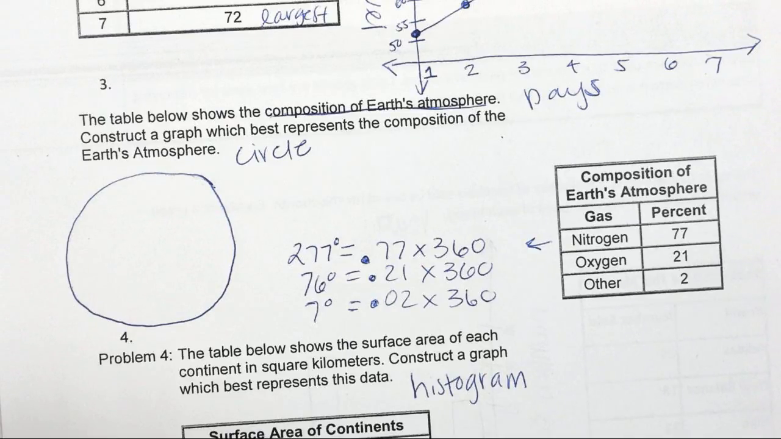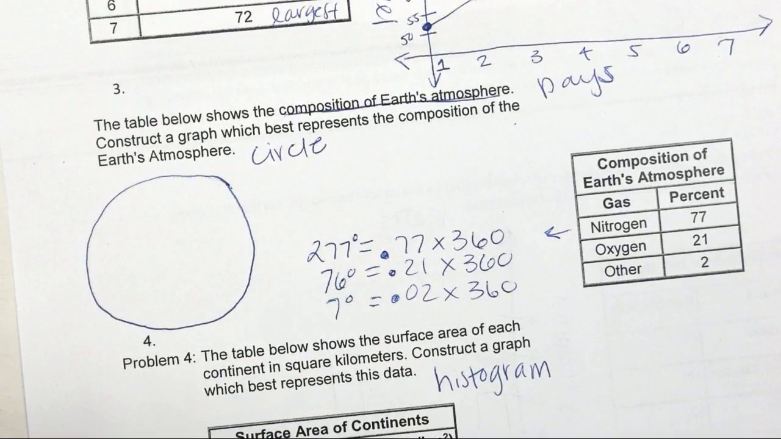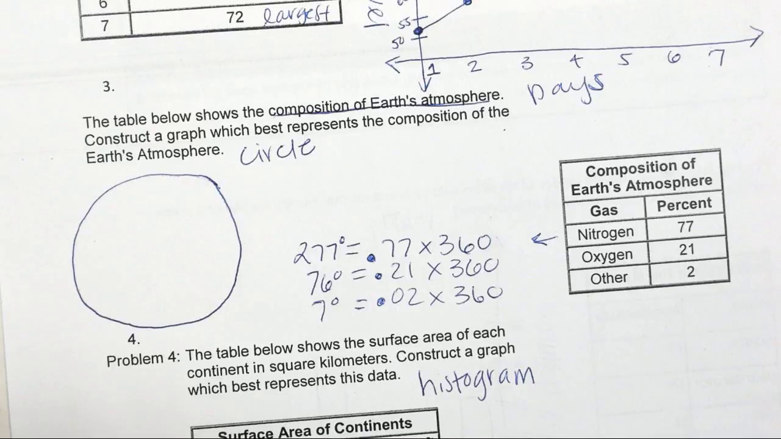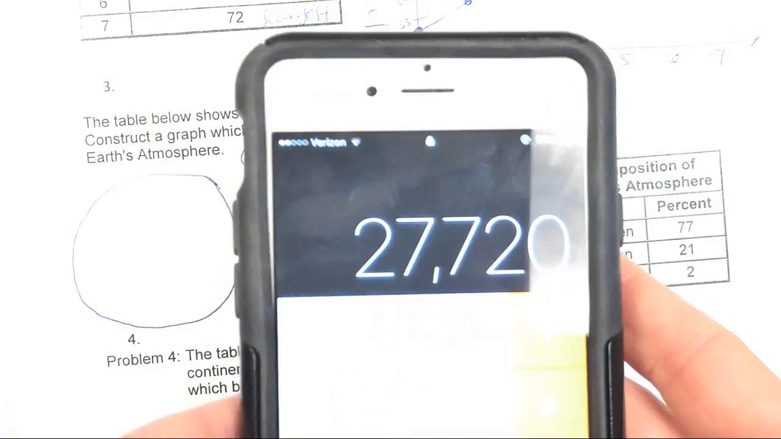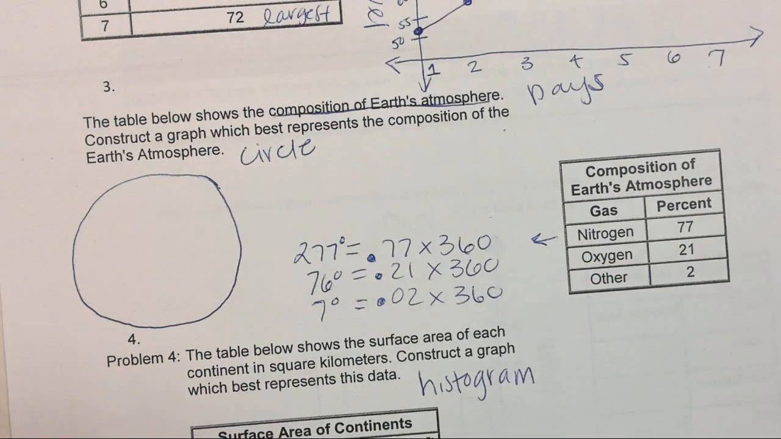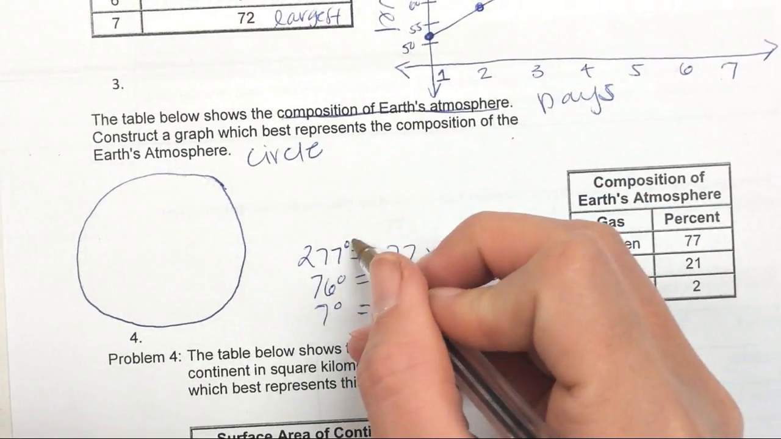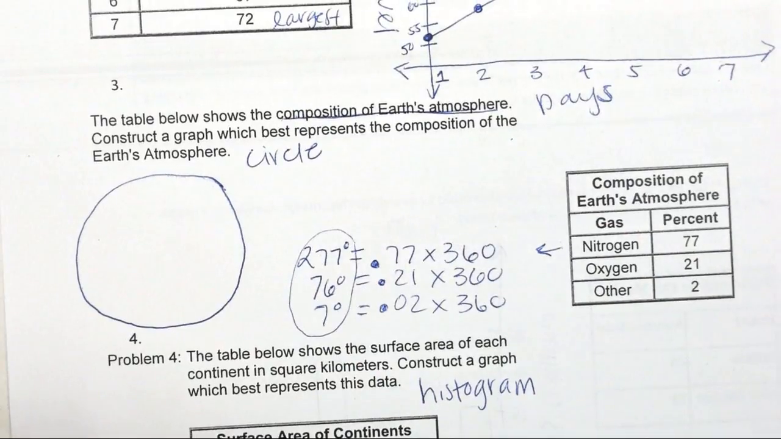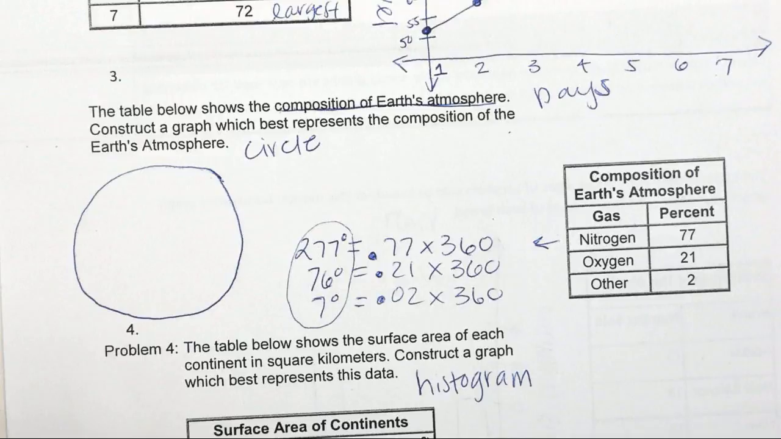Is it going to be wrong if you don't make that number a decimal? Yes. This would give you, if you didn't put it as a decimal, it'd be 77 times 360. It'd give you 27,720 degrees, which we know is definitely not correct. Alright, and all of these should add up to what if you've done it correctly? 360. And it does.